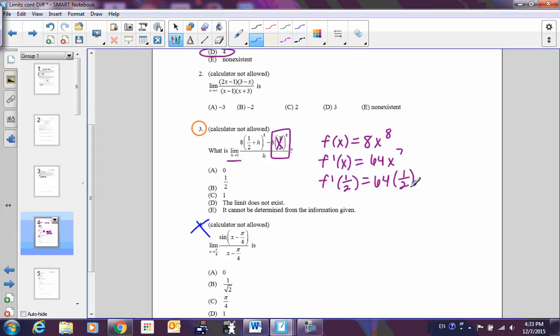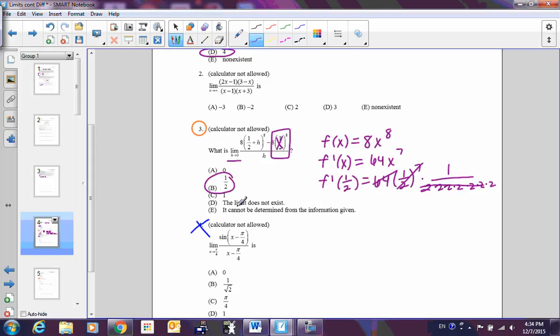Okay, so we have 1/2 to the 7th. Now, this is no calculator here, so we got to figure out, okay, well, what is 1/2 to the 7th? And so really, this is how I would kind of think of it, is we have 7 2's, and just kind of go from there. All right, well, 64, 2 times 2 would be 4, times 2 is 8, times 2 is 16, times 2 is 32, times 2 is 64. So all of those cancels with 64, and you're left with 1/2.